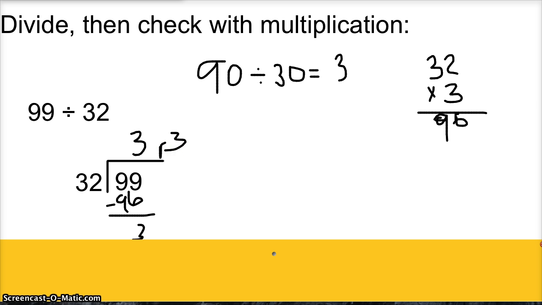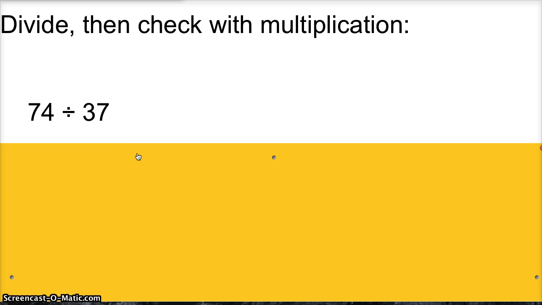All right, I think this is the last one, 74 divided by 37. So round it first to a math fact and then solve it, and when you're ready for the solution, unpause the video.